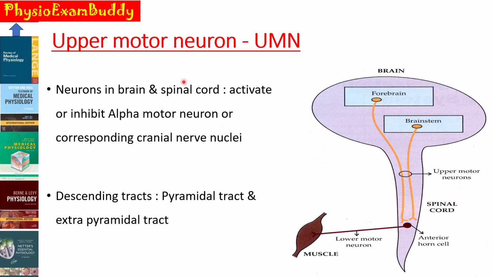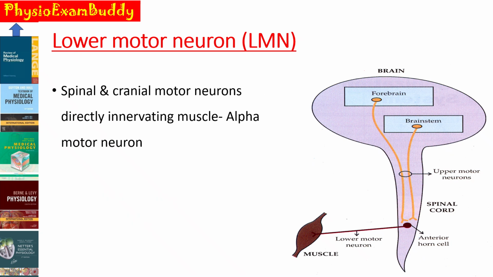First of all, we will see what this upper motor neuron, or UMN, is. These are neurons mainly present in the brain and the spinal cord, which will activate or inhibit the alpha motor neuron or the corresponding cranial nerve nuclei. They constitute the upper motor neuron, or UMN, and they mainly include our descending tracts like the pyramidal tract as well as the extrapyramidal tract. That is, the neurons coming from the brain as well as the spinal cord, which will either activate or inhibit the final output, that is either the alpha motor neuron or the corresponding cranial nerve nuclei.